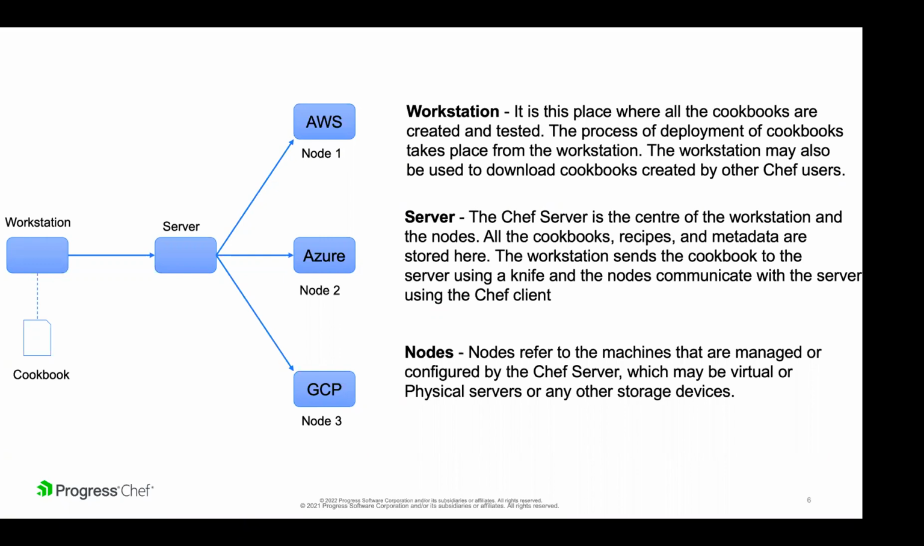So what are nodes, basically? Nodes refer to the machines that are managed or configured by the Chef server. Now, it can be any device which has an IP and can be publicly accessible, and it can act as a node to the server. The only thing is that it needs to be attached to the server and managed by the Chef server. So it can be any virtual device, physical server, or any other storage device.